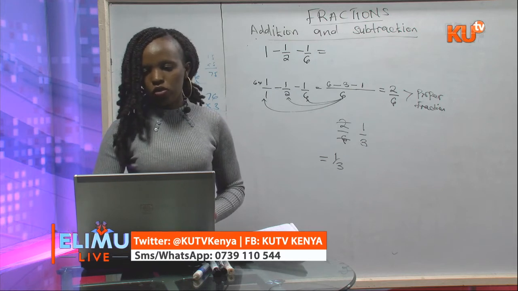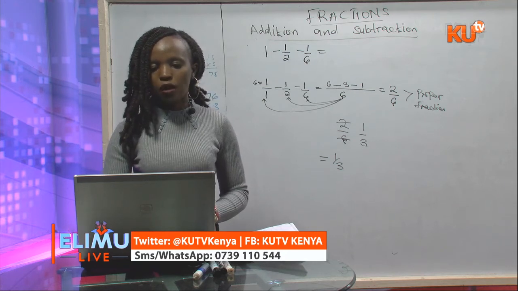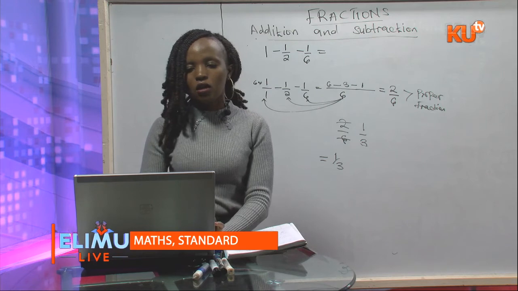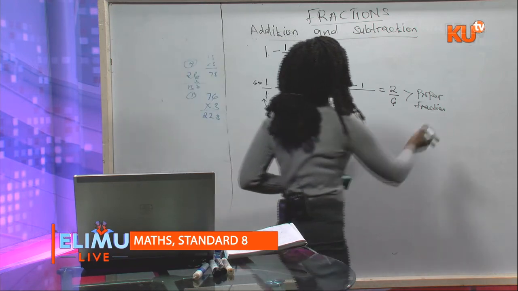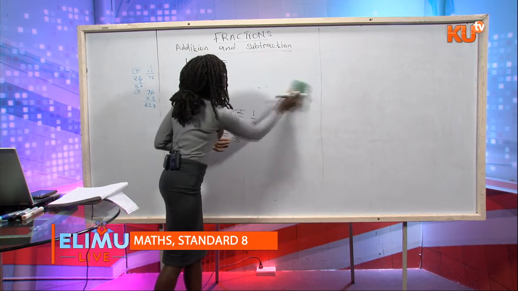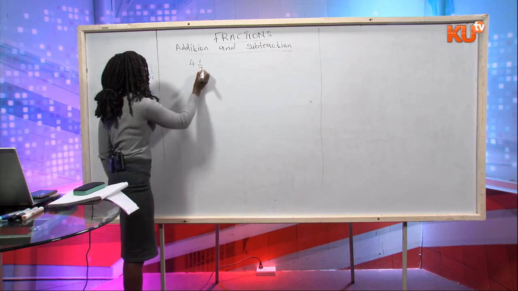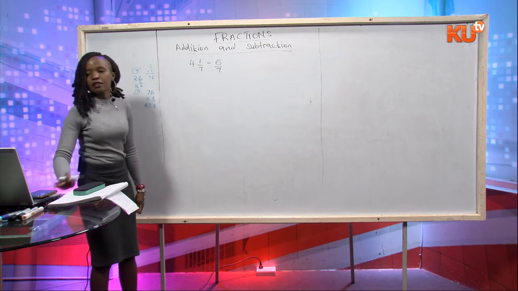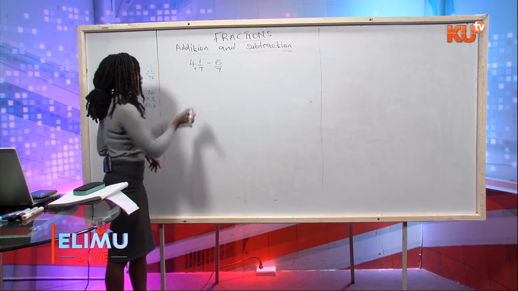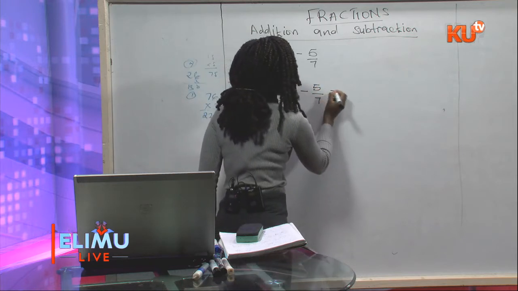So when you get such a question, ensure that you convert the whole number into a fraction to make your work easier. Example number 3, we have 4 and a 7th minus 5 over 7. So we convert the mixed fraction to an improper fraction. 4 times 7 is 28 plus 1, we get 29. 29 over 7 minus 5 over 7.